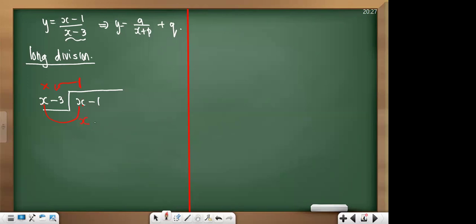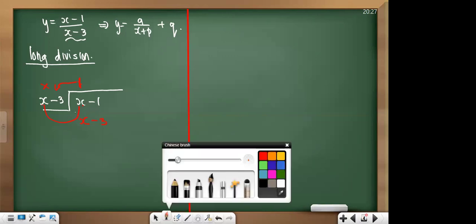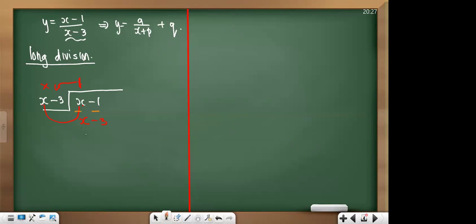What is 1 times -3? It is -3. Anybody who's lost? The first thing I said, x divided by x is 1. I put it here. I'm multiplying the divisor by x. That's what I got. When I go down, I subtract. X minus x will be 0. -1 minus -3 will give you -1 plus 3, which is 2. I have 2 here. I am done.